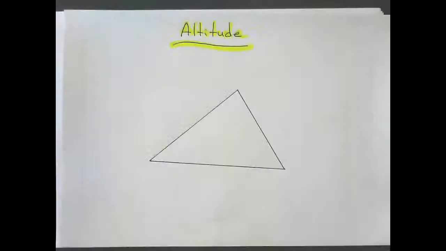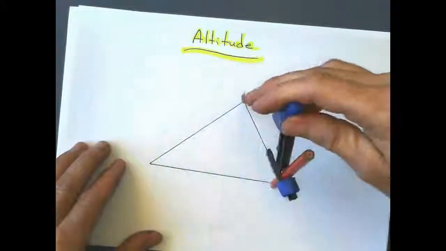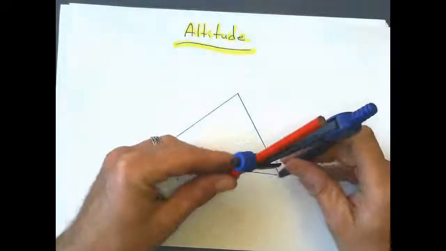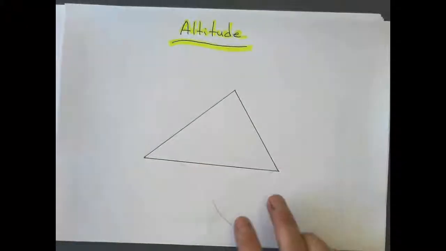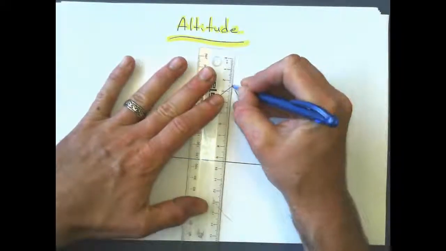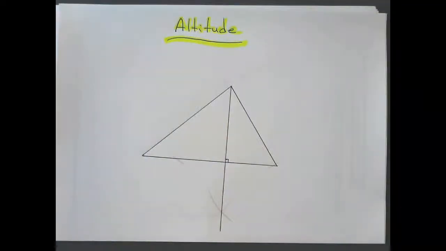Next up is the altitude. It goes from a vertex perpendicular to the opposite side, not necessarily at the midpoint. We center at the vertex, do my arcs, shorten my radius, do a couple more arcs. From that point of intersection of the arcs, we rule that up to the vertex, and we have our altitude. Let's see, there it is. 90 degrees. All my altitudes will be in yellow.